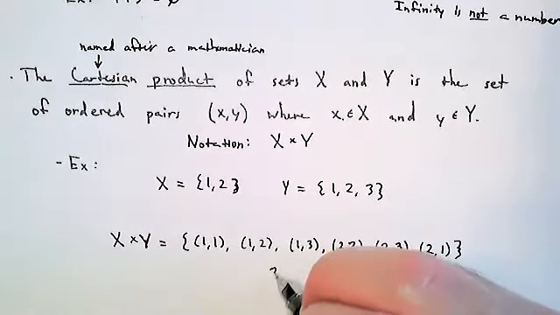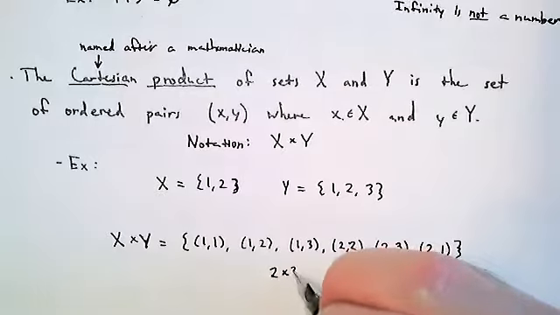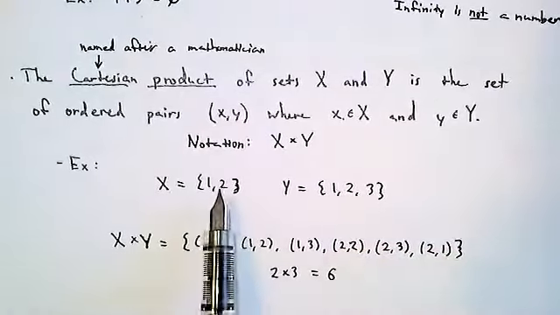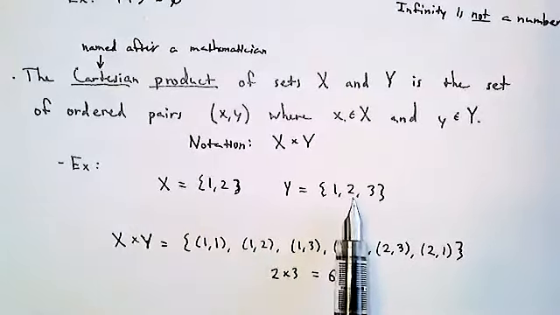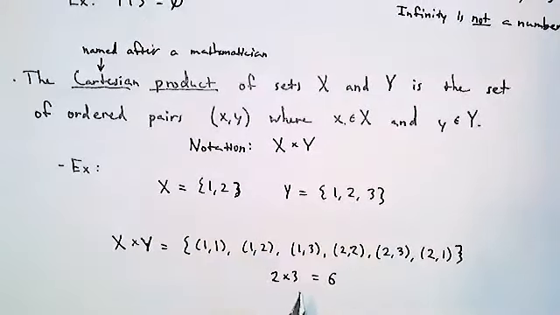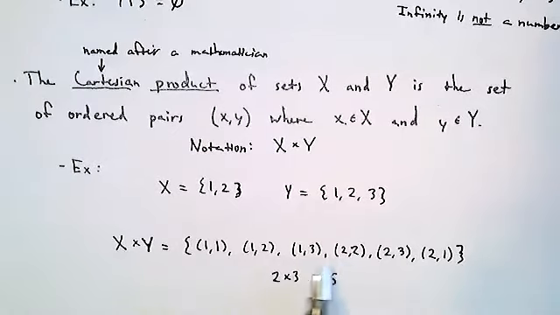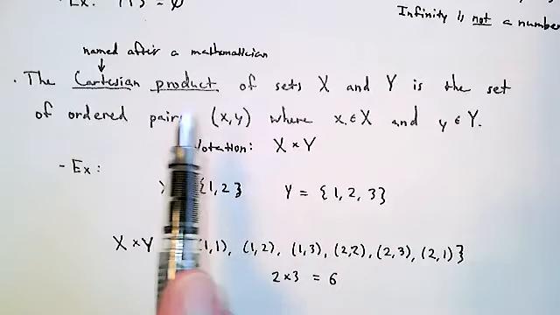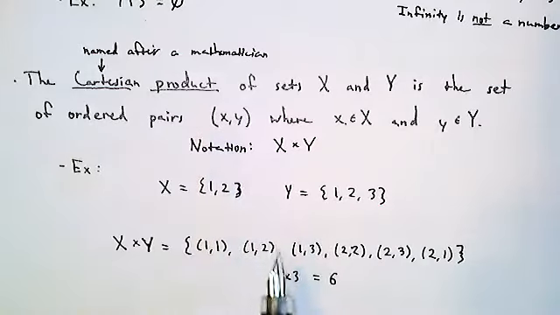And something that I want to point out is that if you multiply the number of elements in your first set with the number of elements in your second set, 2 times 3, you get the number of elements in the Cartesian product. So that's where this word comes from, the product. It's because the number of elements here really does come from multiplying these two numbers, taking their product.